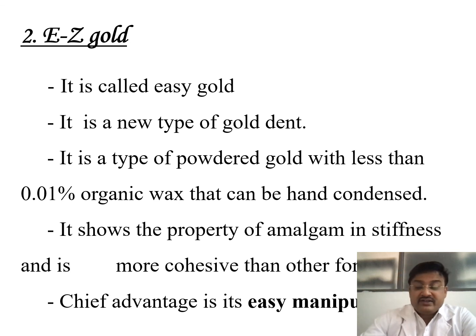Easy Gold is the next one. Easy Gold is a new type of gold. It is a type of powdered gold with less than 0.01 organic wax that can be hand condensed. It shows the property of amalgam in stiffness and is more cohesive than other forms of gold. Its chief advantage is easy manipulation.